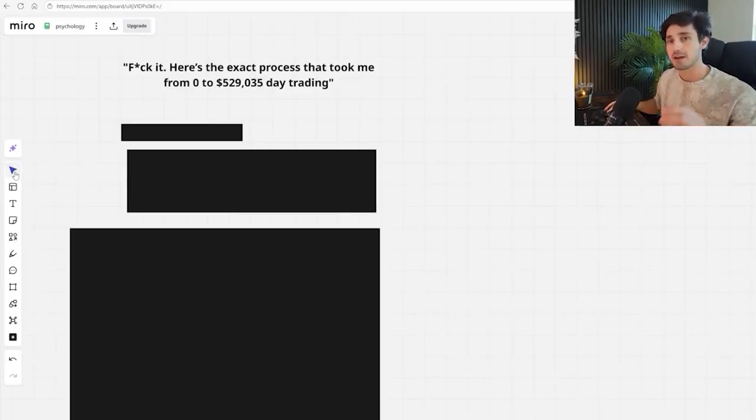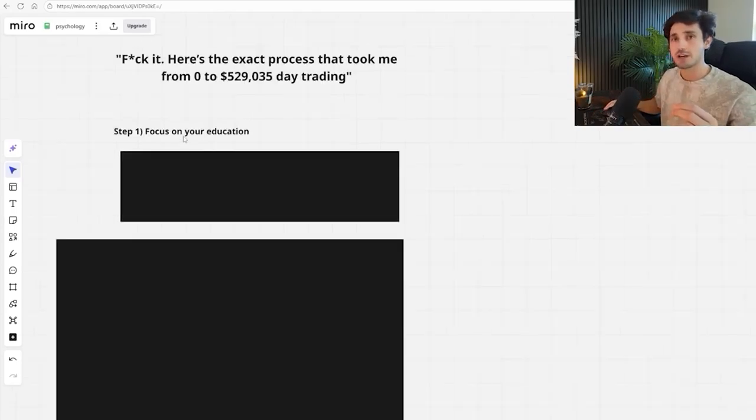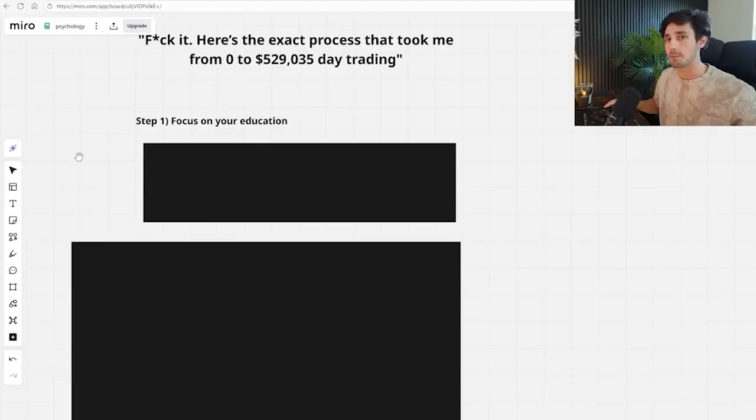And the first step is critical. The first step is important. Focus on your education, okay? A lot of people, a lot of traders, they just want to jump into the markets, fund their account, and instantly make money. That's not how it works.